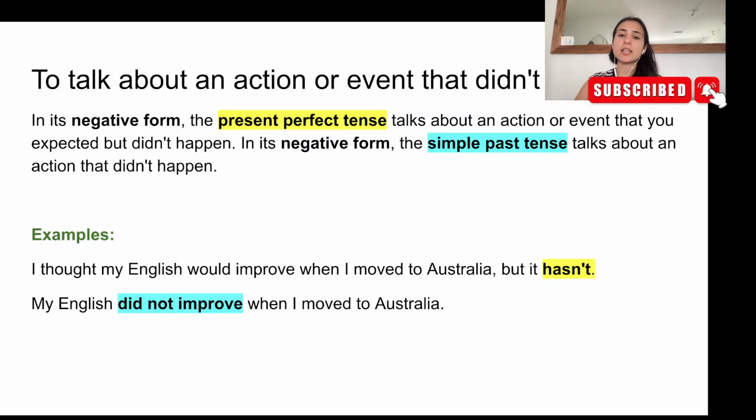The first one gives us an impression, or it gives us an idea that we were hopeful for something, or we were planning or expecting something, but it didn't happen.